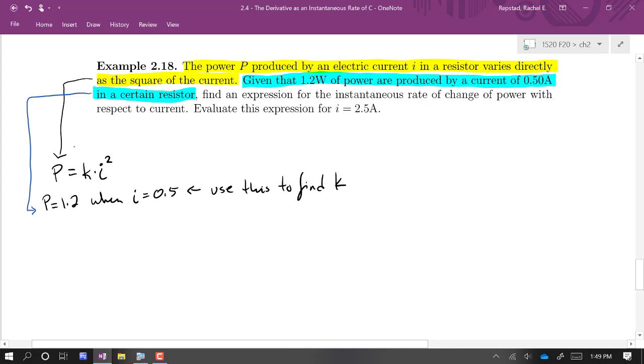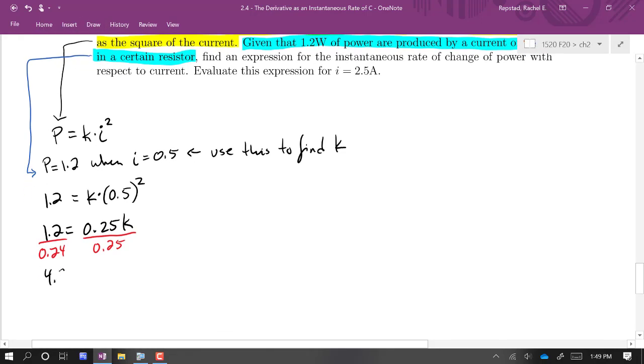And this is algebra, right? None of this is calculus yet. We get 1.2 is equal to K times 0.5 squared. 0.5 squared is 0.25, so we have 0.25K. Then you can just divide both sides by 0.25. And 0.25 is 1/4, so dividing by 1/4 is the same as multiplying by 4. On the left side we get 4.8 is equal to K. And that means our function for this problem is P equals 4.8 I squared.